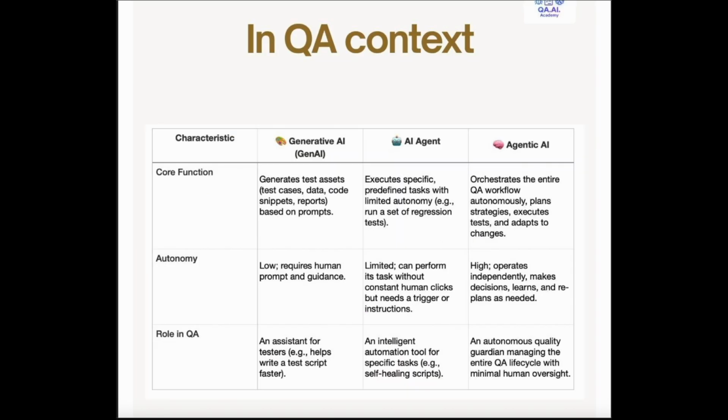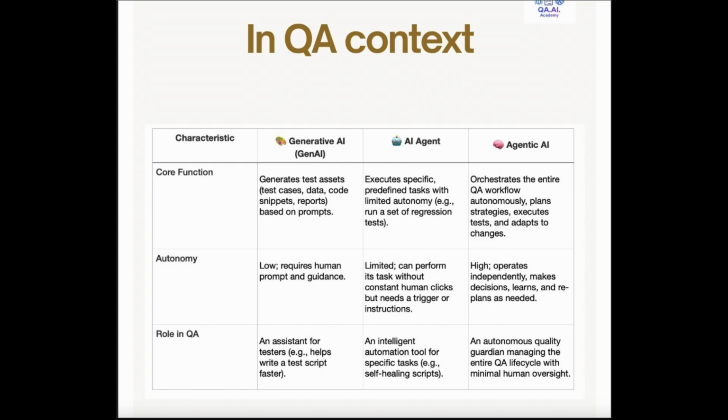So this is a clear comparison in terms of QA context. If we choose the core functionality, Gen AI generates the test cases, test data, code snippets, and reports based on the prompts. An AI agent can execute specific predefined tasks like I mentioned before with limited autonomy. Example, running a regression test in a specific environment and following the steps post that. But an agentic AI can orchestrate the entire QA workflow autonomously, plan strategies, execute tests, and adapt to changes.